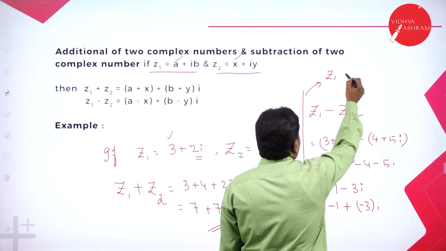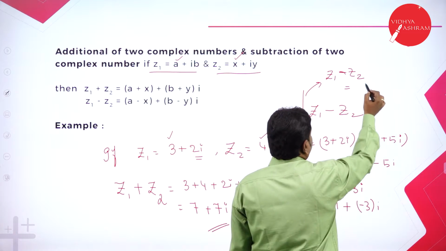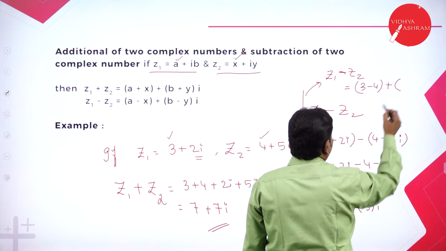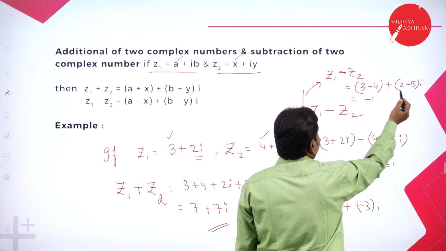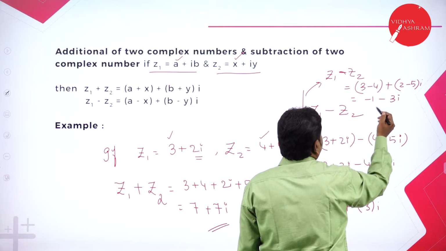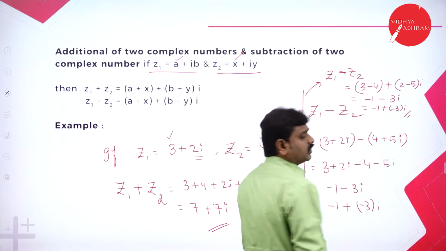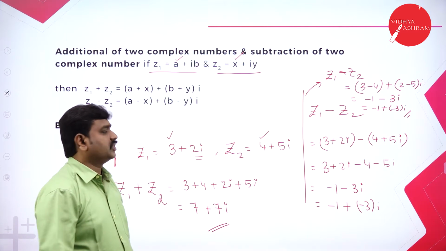So z1 minus z2 is subtract real parts. What are the real parts? 3 and 4. So 3 minus 4, plus i times subtract the imaginary parts, 2 minus 5i. If you do that, you will get minus 1 minus 3i, or minus 1 plus of minus 3i. You can write it either way, they are the same. Addition and subtraction perform like normal algebraic addition and subtraction.